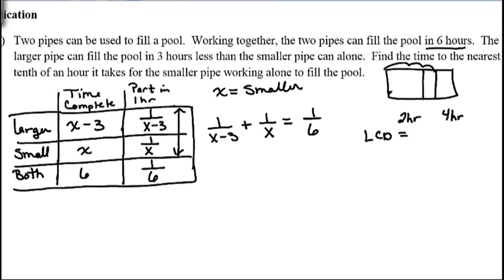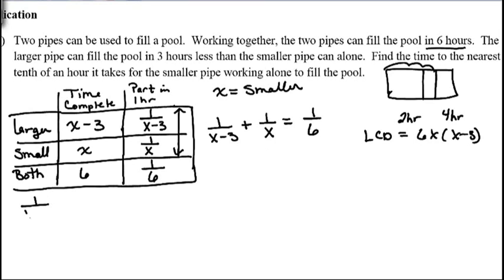And all of our denominators are different. We have x minus 3, x, and 6. So 6x times x minus 3 is going to be our least common denominator, and we're going to multiply all of those terms by that least common denominator. So I'm going to go do that over here.